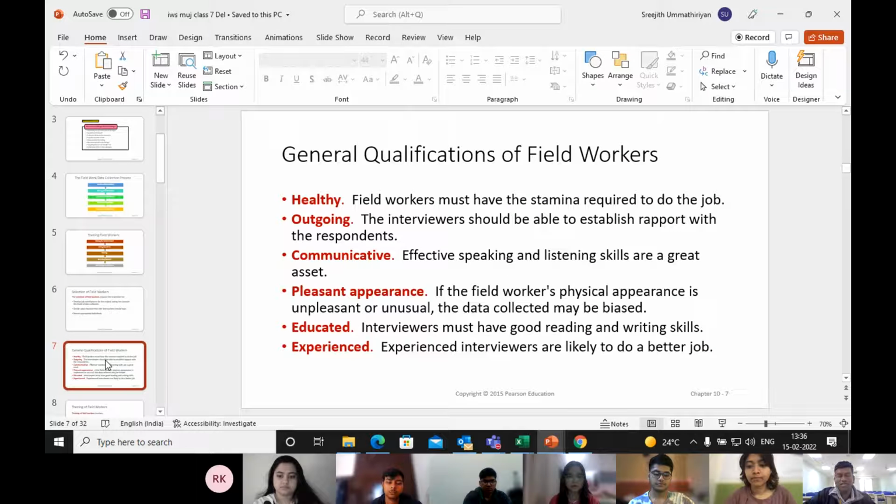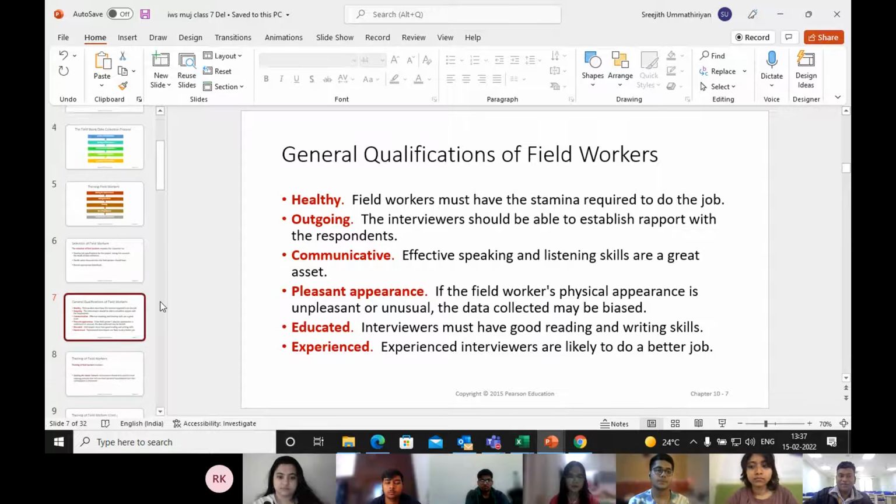So in general, they should be healthy, outgoing, communicative, pleasant in appearance, educated and experienced. A lot of these things are self-explanatory. I really don't think I need to explain any of this. Communicative and pleasant appearance is important, because you don't want to send somebody out there who is not properly groomed, or someone who is intimidating to look at or whatever. So you've got to make the respondent at ease.